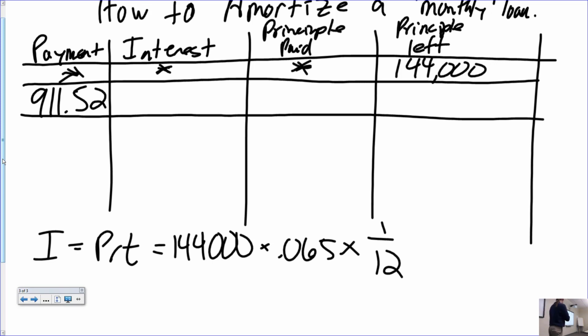This is where it gets fun. So that number is what you pay towards the interest? This is the interest that you owe for borrowing that money for 1 month. $780.